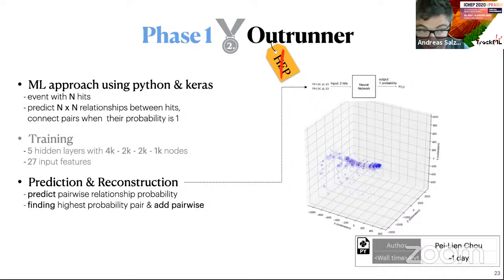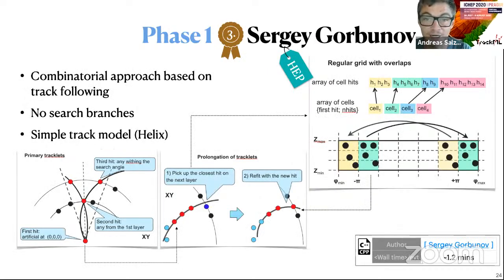That worked extremely well, but the execution time, due to the loop over all pairs, is, let's put it roughly, 1 day per event. I'll put it there. And this then was followed up by our third position, which is Sergey, who's a member of our HEP community, who has written a classical approach of combinatorial seeding and track following with a track model, and gained the third prize with that.